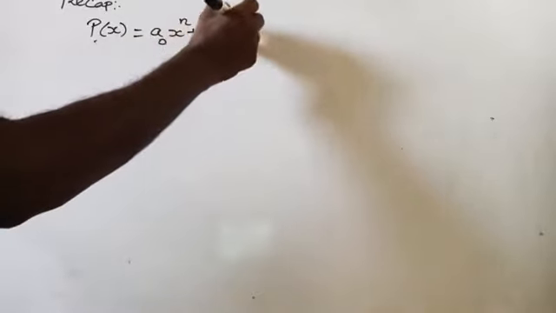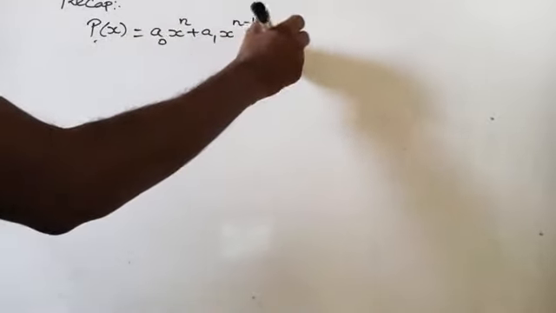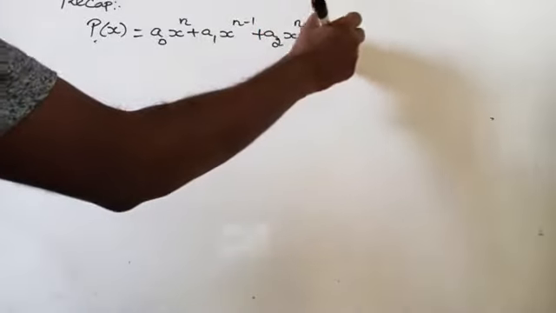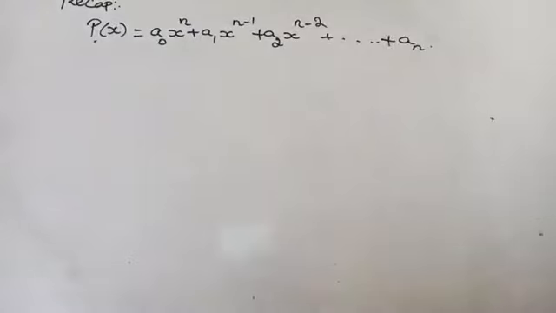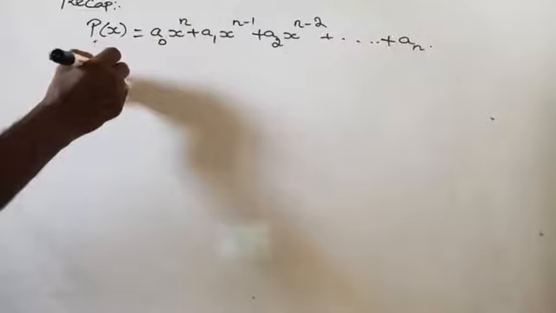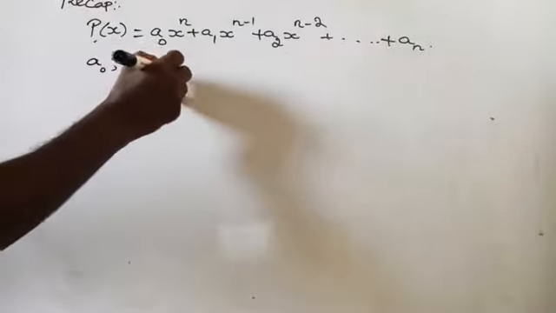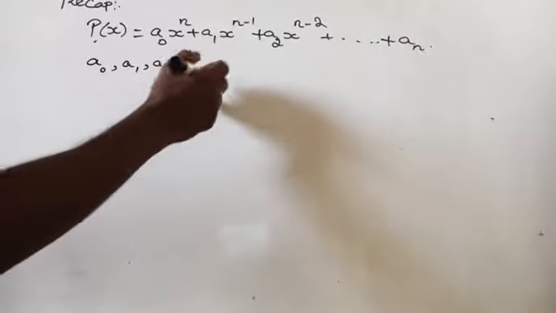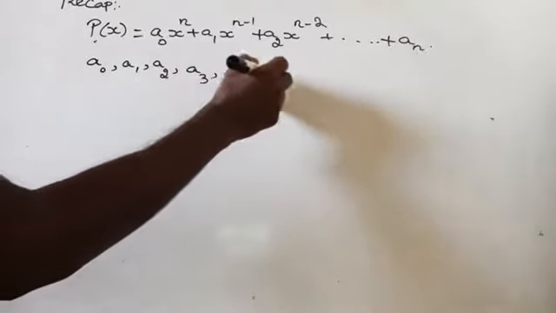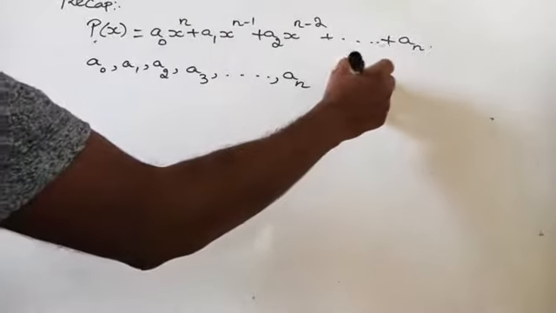An algebraic expression p of x equal to a0 x to the power n plus a1 x to the power n minus 1 plus a2 x to the power n minus 2 plus etc. up to an, where a0, a1, a2, a3 etc. up to an are all called real numbers. What is a real number? The collection of all rational and irrational numbers is called real numbers.